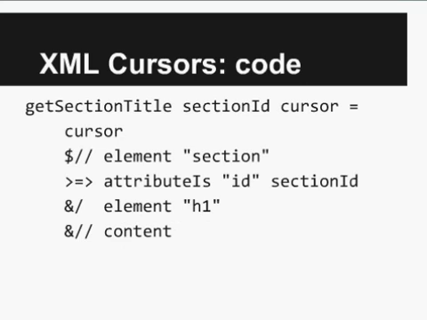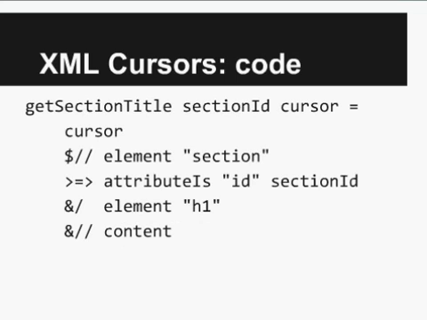We have our initial cursor. We then, with the $// operator, find all descendants of that cursor which are elements named section. We then take all those section elements and we filter them down to all the sections which have an ID attribute which is equal to the section ID. We find all the children elements thereof which are h1s. And then we find all the descendants from there which are content nodes.